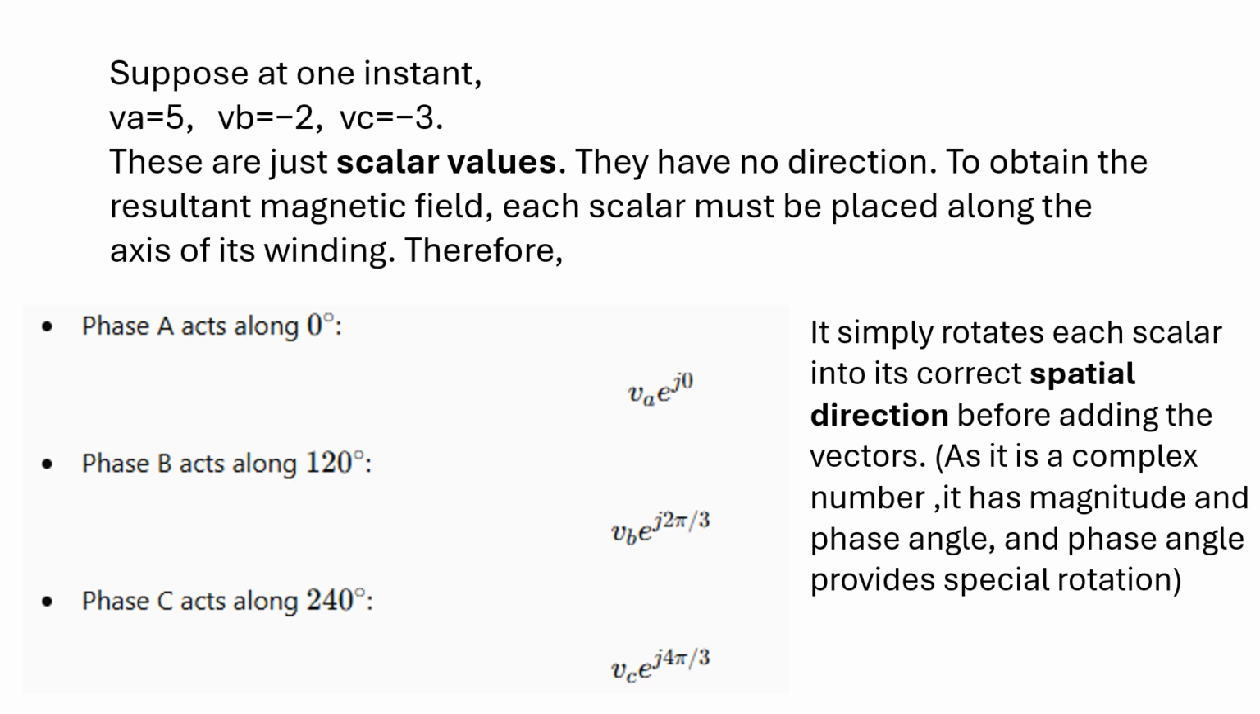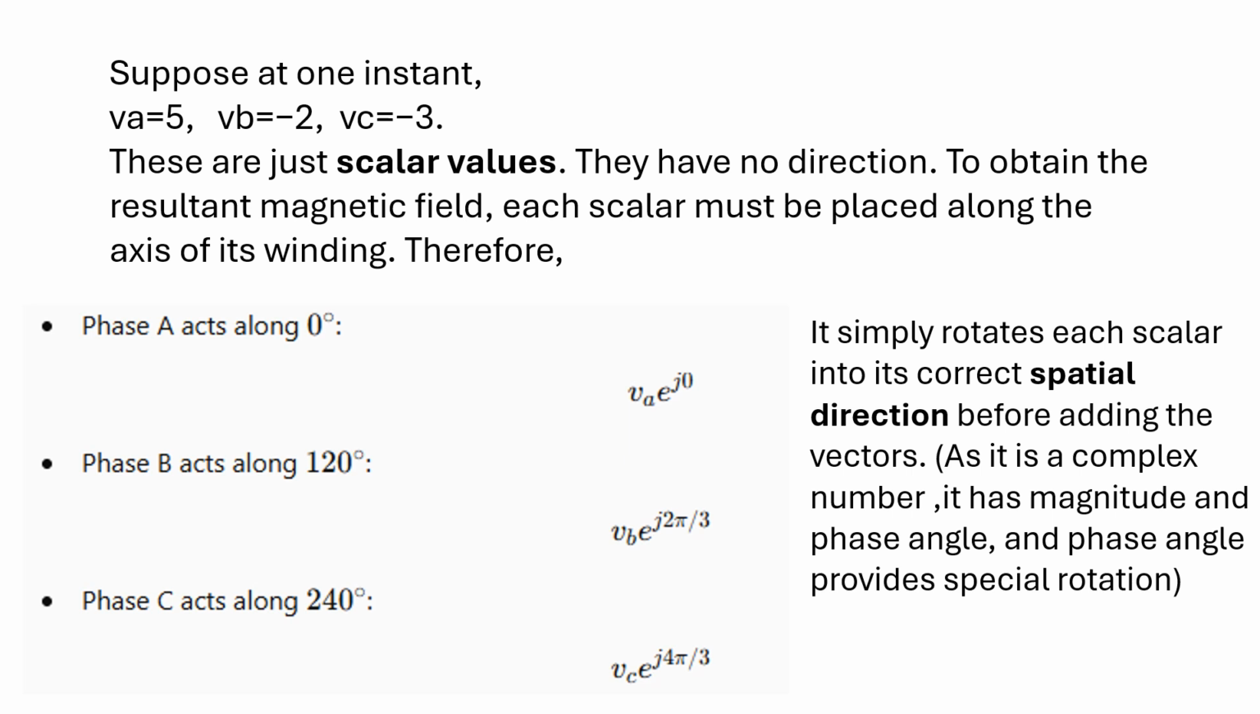To make it clear, just look at it. VA, VB, VC are the instantaneous values. Assume its values are 5, minus 3, minus 2 at one instant. These are just scalar values. They have no direction. To obtain the resultant magnetic field, each scalar must be placed along the axis of its winding.